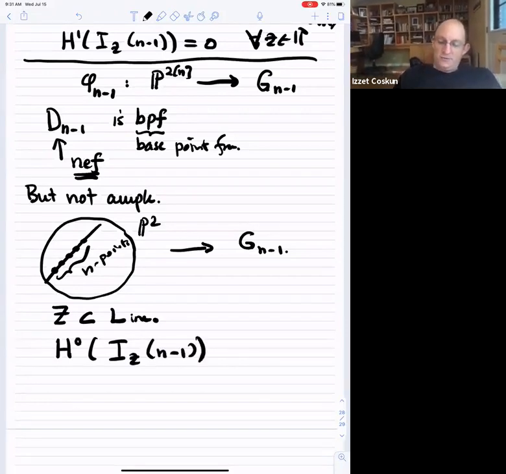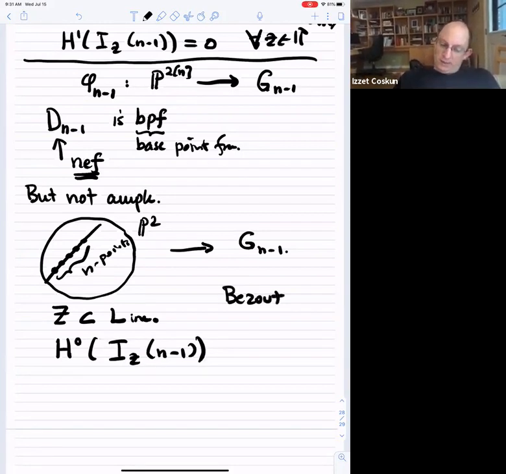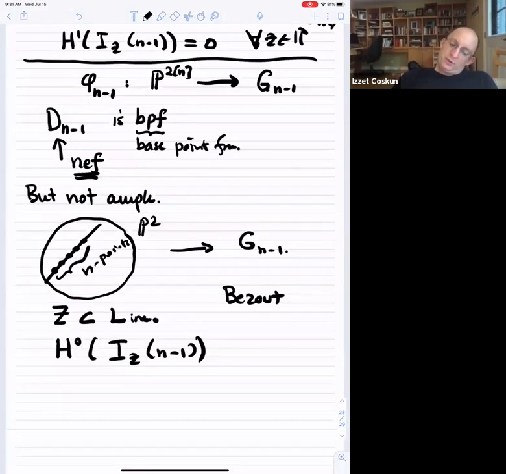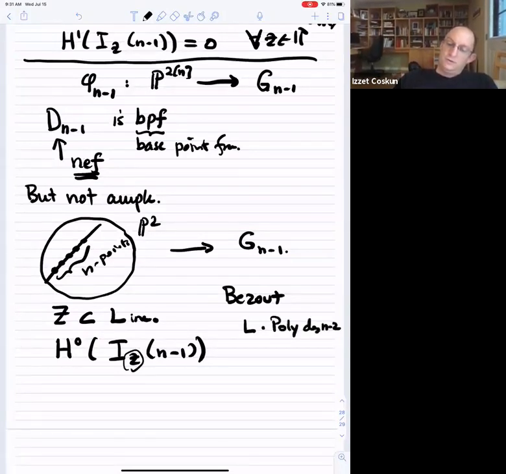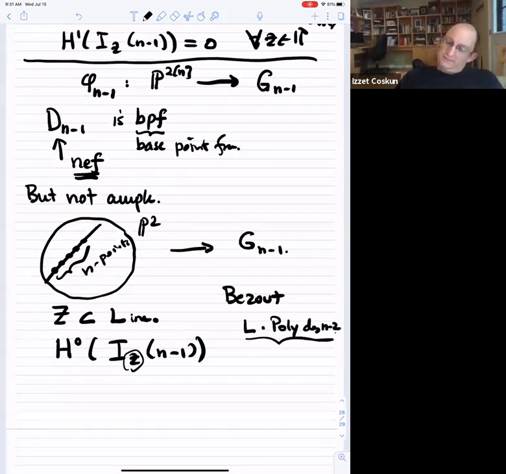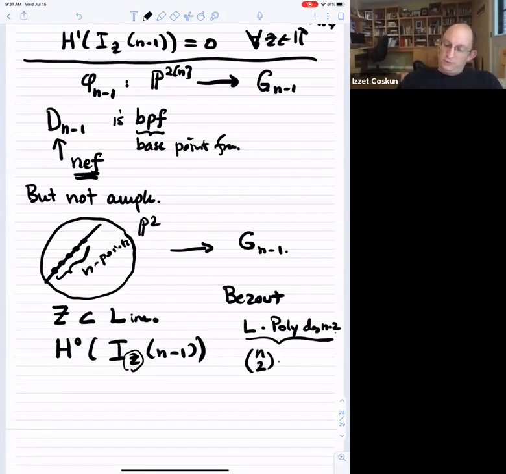Now, what is this H naught of IZ of n minus 1? By Bezout's theorem, any polynomial of degree n minus 1 containing n points on the line has to be divisible by the line. So polynomials that vanish on these n points that lie on the line look like L times a polynomial of degree n minus 2. So in other words, the dimension of this vector space is the same as polynomials of degree n minus 2. So it's given by n choose 2, which notice is the same as n plus 1 choose 2 minus n.